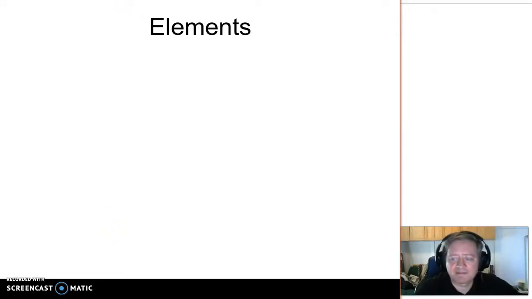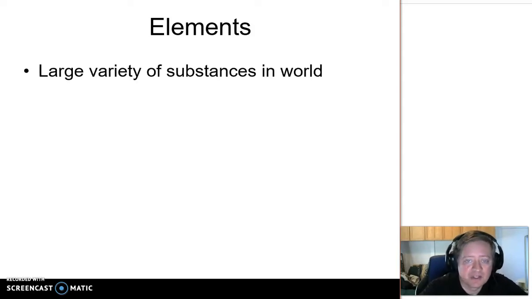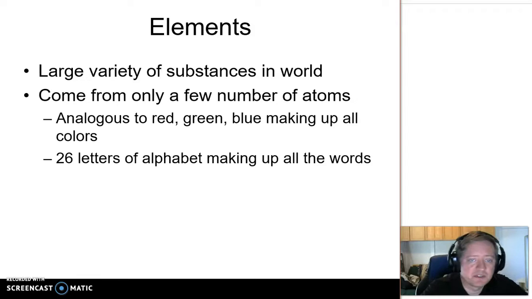Now that we're talking about the phases of matter, we need to start delving into matter a little bit more and start looking at elements. Now, there are a huge amount of substances in the world around us. If you even just look around in your room, you probably have plastic. Well, there's different types of plastics. There's probably paper, wood, ink. There's all these different types of substances in the world.